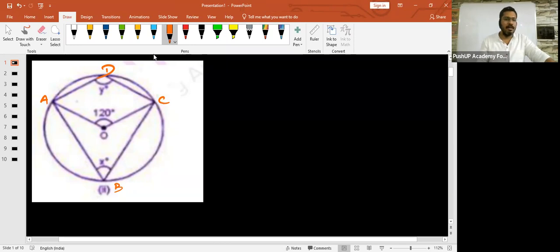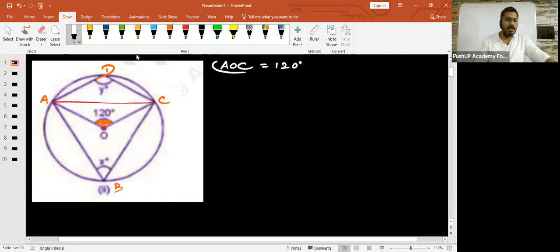All right. Now children, they have given you the central angle as 120 degrees, isn't it? And what is this 120 degrees? It is the angle subtended by chord AC at the center of the circle. I always tell you, ask questions to yourself. Angle AOC is what? It is the angle subtended by chord AC at the center of the circle, and that is equal to 120 degrees.